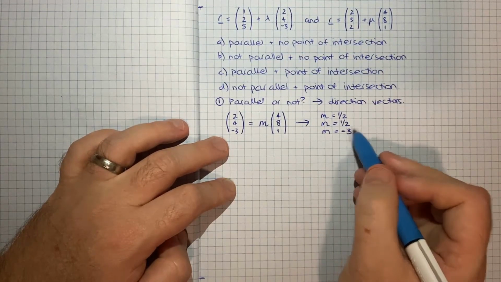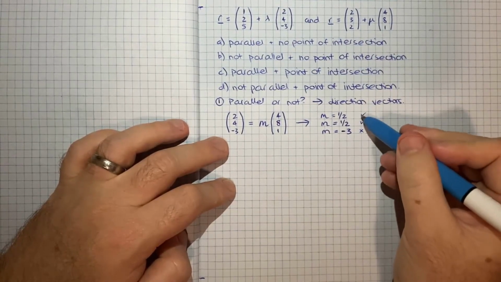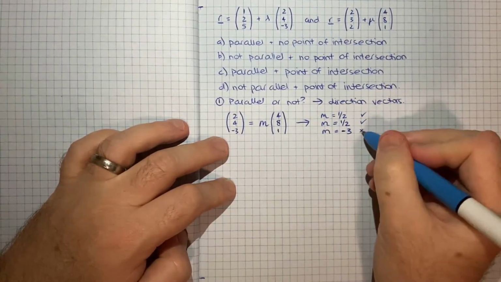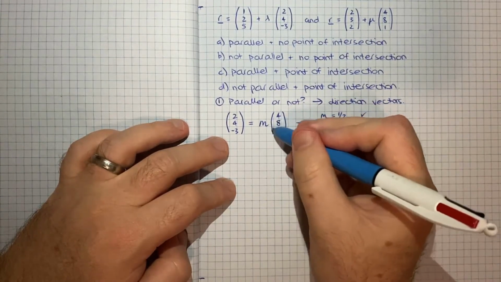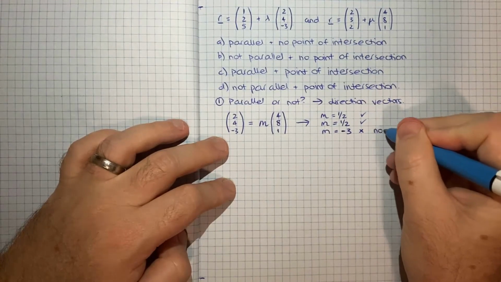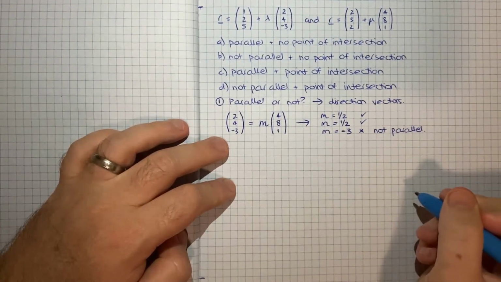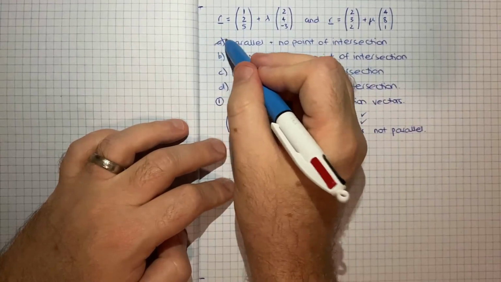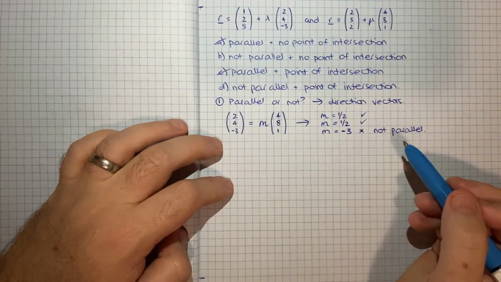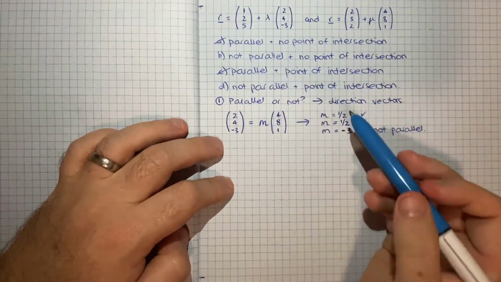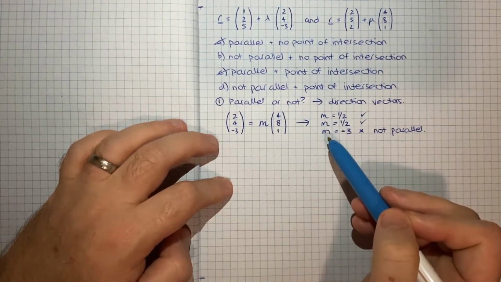Whilst we had the same scaling factor in the first two rows, we didn't for the third row. Because there wasn't a consistent multiple that we could apply, we can say that these two vector equations are not parallel. So we can now strike out the two options that involved parallel, and we're down to just having to pick from two options, and we need to work out, is there a point of intersection?